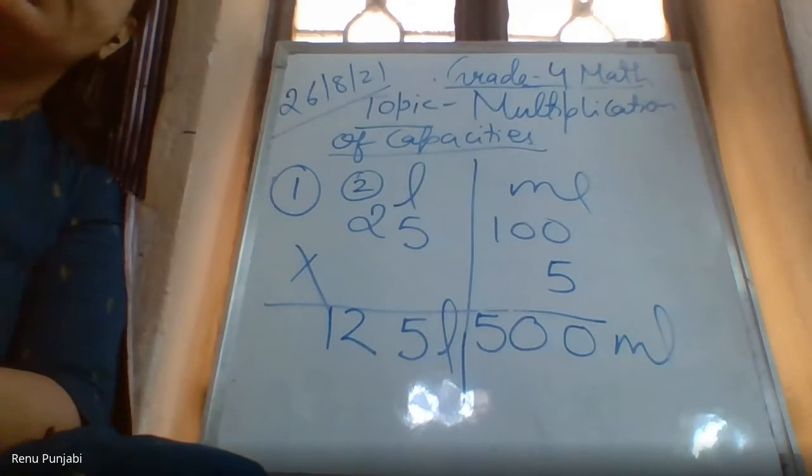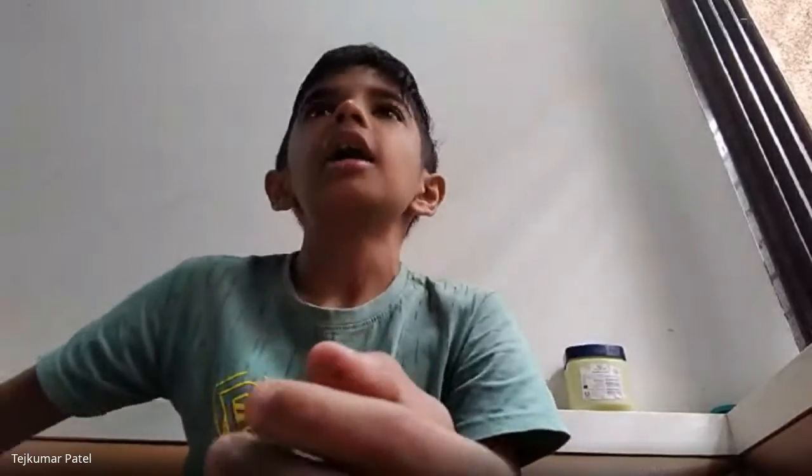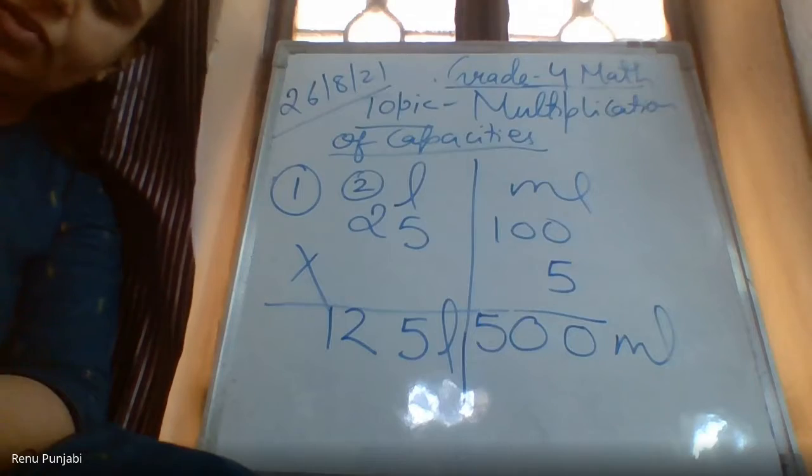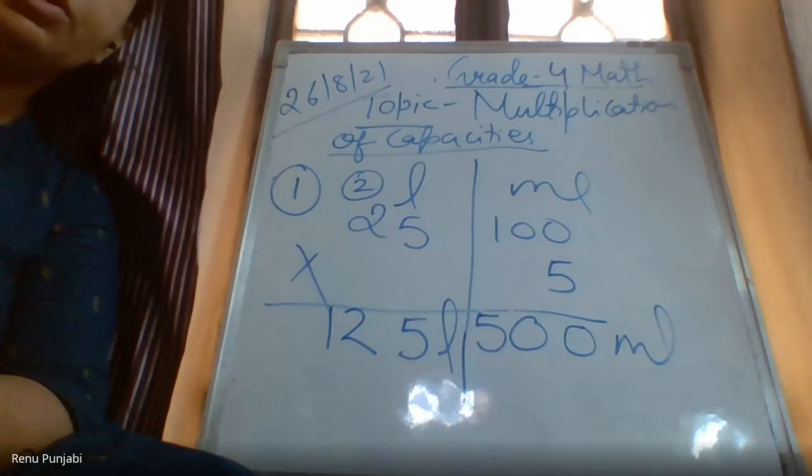Ma'am, can I give one? No, when I'm already asking, Tej Kumar is already explaining. Yes, Tej Kumar. 105 liter and 110 milliliter. So I have to find for 6, so multiply by 6. Find what is the answer. Okay, ma'am, I am calculating. Next child, raise your virtual hand. Yes, Vedant.